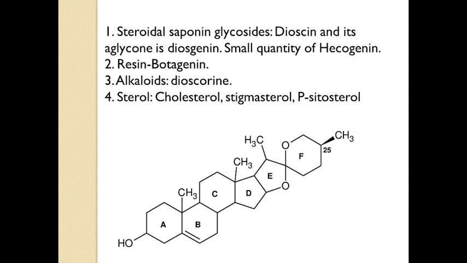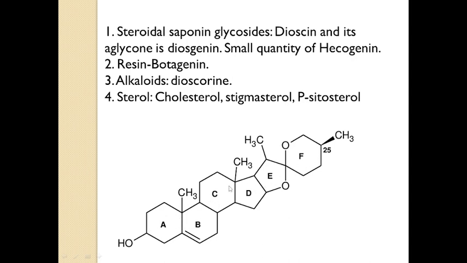Diosgenin is a spirostan which is substituted with a hydroxyl group at the third position. This one is the hydroxyl group at the third position, and there will be a double bond between the fifth and sixth position, and at the 25th position there will be R configuration. The methyl group is attached at the 25th position. This is about the chemical structure of diosgenin. It is a hexacyclic compound.